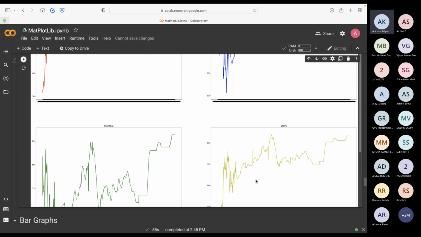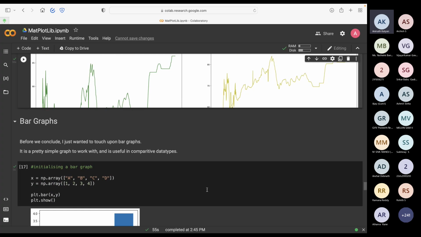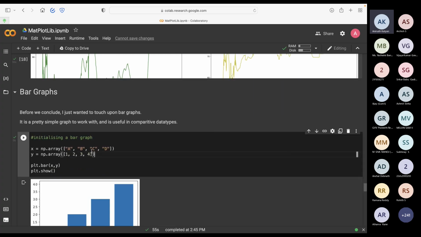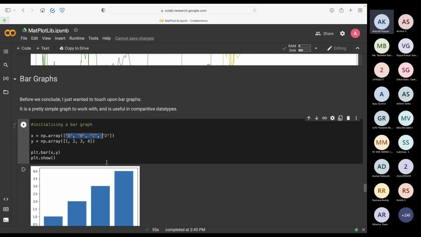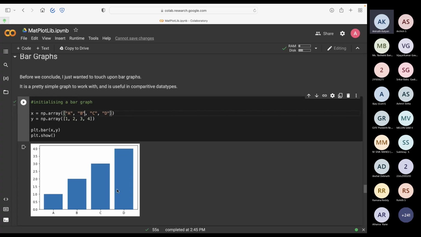If you're still not convinced with the syntax, you can always go through the Colab. Since we're running short of time, I'll quickly skim through bar graphs. It's actually pretty simple. We're going with the x-axis, once again labeling, and the y-axis, integers. In this case, you don't need to worry about the tick values because these are 4 independent entities.